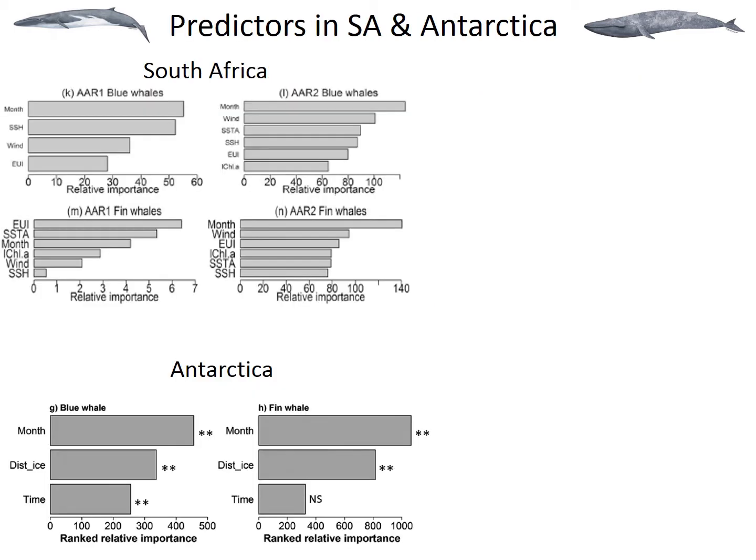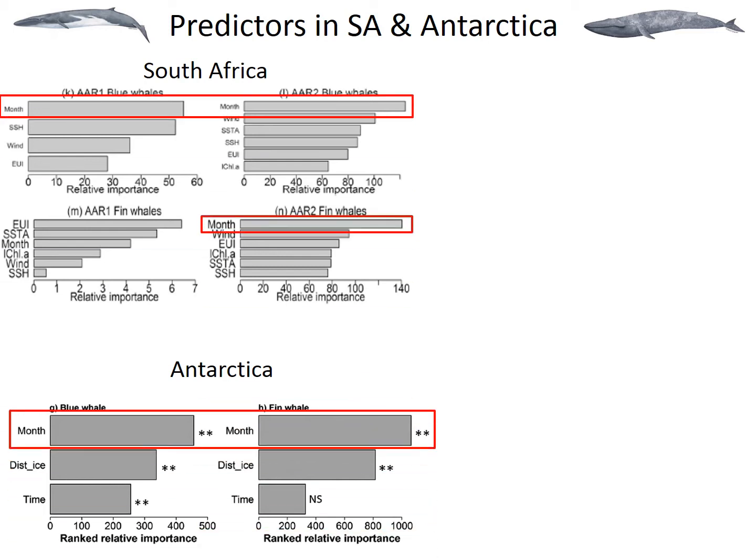And then we'll look into the predictors of occurrence in South Africa and Antarctica. We can see in both cases, in Antarctica and South Africa, month of the year seems to be the most important predictor of the occurrence of these whales. Meaning, if you know a particular month of the year, and you go record sounds in an area, you'll be able to detect the sounds of these whales.